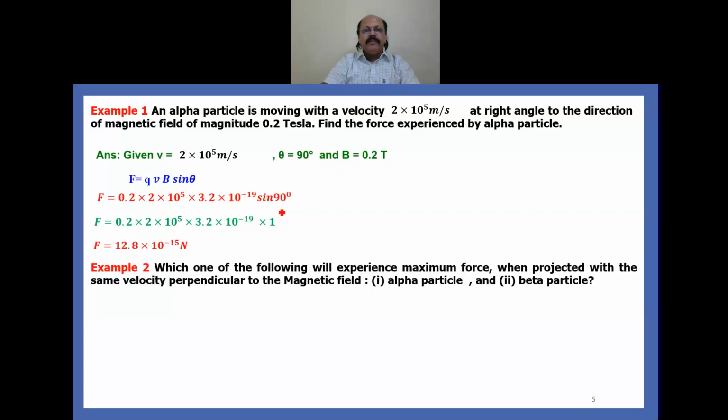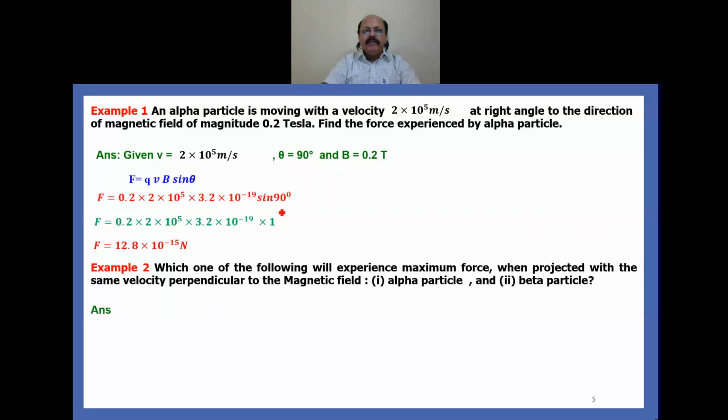Now the second question we take: which one of the following will experience maximum force when projected with the same velocity perpendicular to the magnetic field? First particle alpha, second one beta. So in the question you have to find out which one will experience maximum force, the alpha particle or the beta particle. Both are moving with the same velocity perpendicular to the direction of the magnetic field. So velocity is the same, angle theta is 90 degrees, and the magnetic field is also the same.